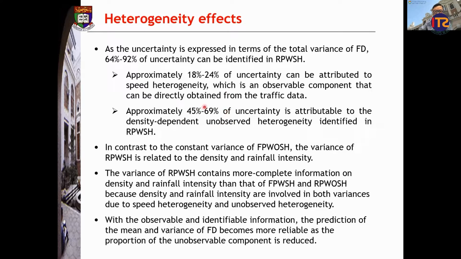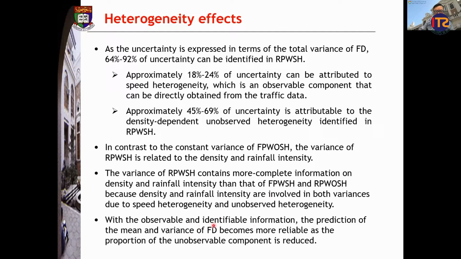And the use of the random parameter model can also capture around half of the total variability. And generally, the variance of the random parameter model with the speed heterogeneity would best describe the stochastic scattering of traffic flow data on the diagram as a function of speed, as a function of density and rainfall. And here the model will be able to provide more complete information of density and rainfall intensity than the other models. And with the observable and identifiable information, the model prediction of the proposed model is also much better than the fixed parametric model and also the one without speed heterogeneity data.